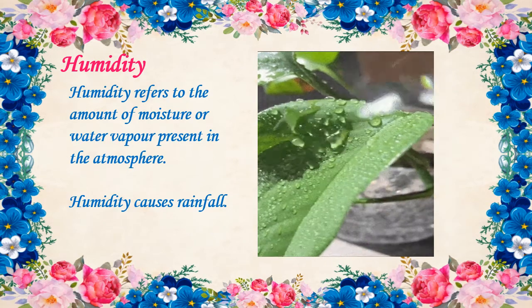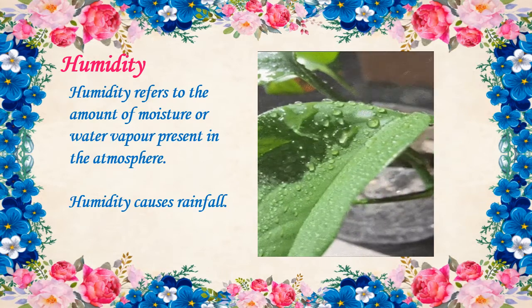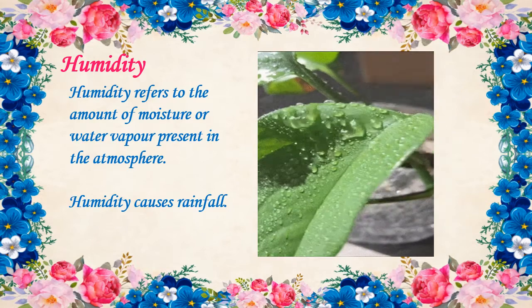This humidity causes rainfall. So the regions that are near the coast have a humid atmosphere, whereas the regions that are far away from the coast do not have much moisture or water vapor in the air, which is why Kolkata is more humid than Delhi.